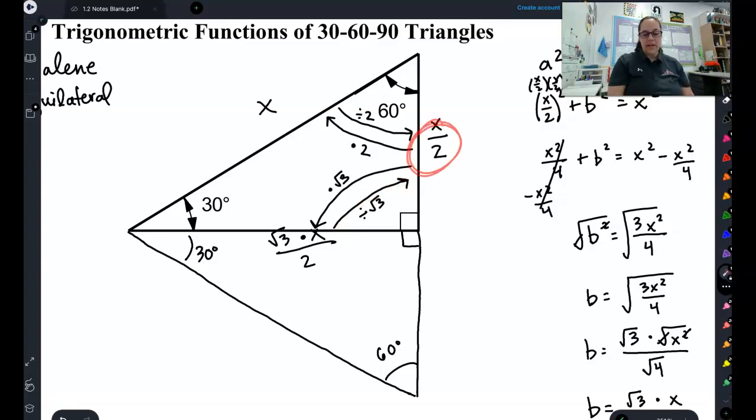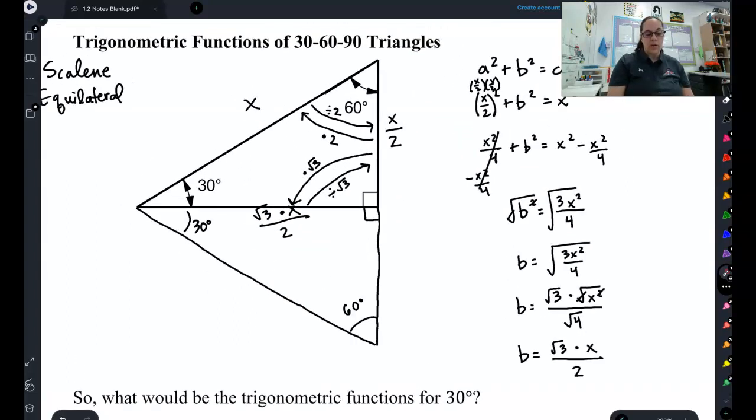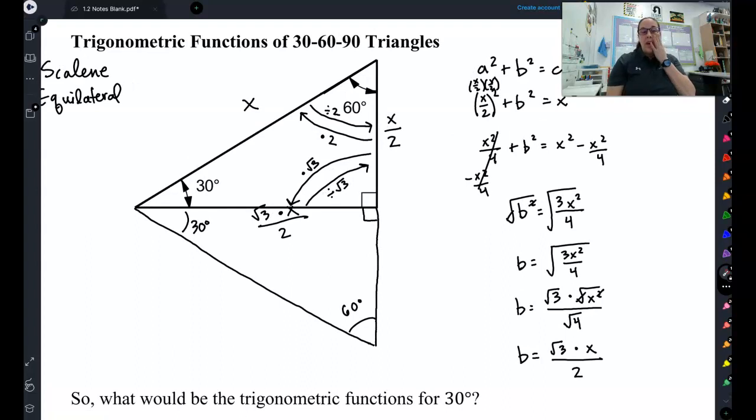So whatever this side is, times by √3, it gives you that side. Whatever this side is, divide by √3, and it gives you that side. And those are our patterns for our 30, 60, 90. Now that we have the patterns down, let's do the trig ratios.